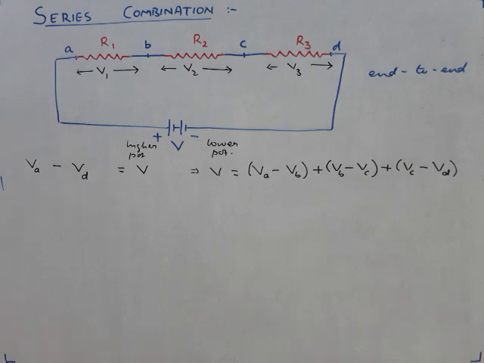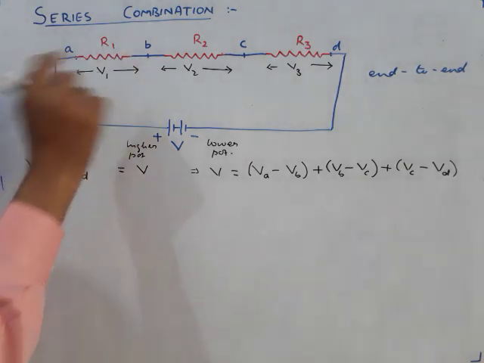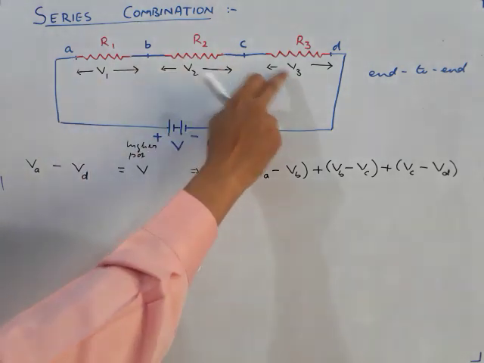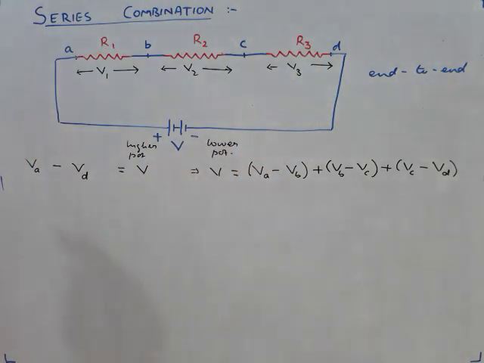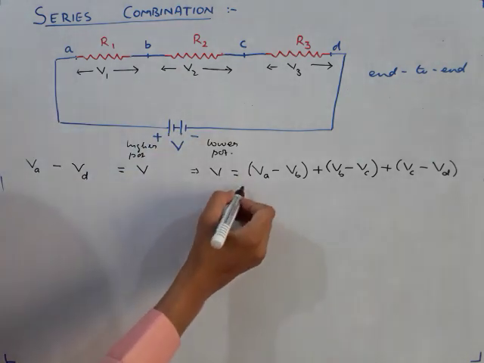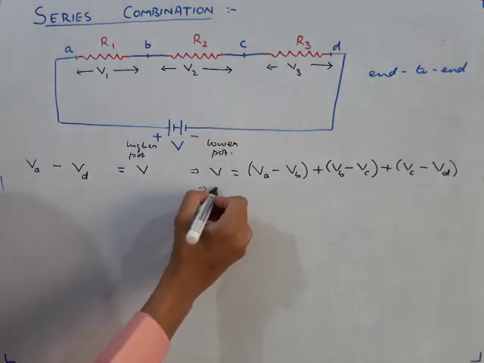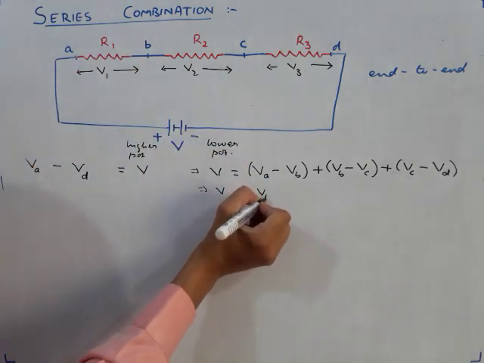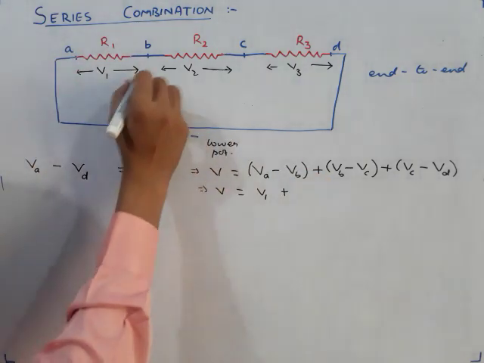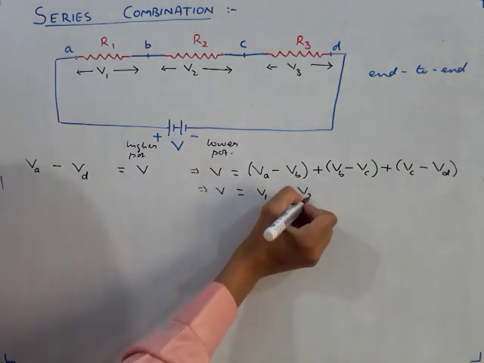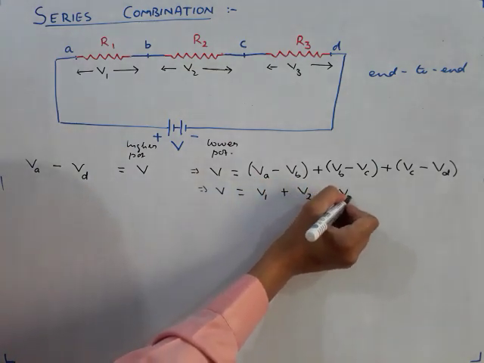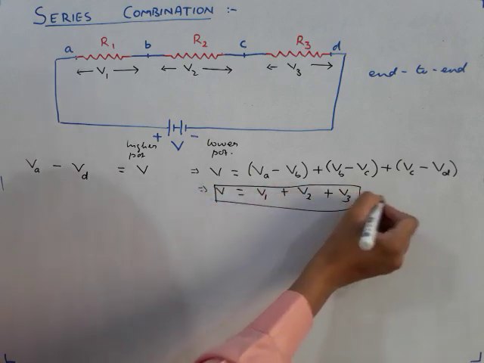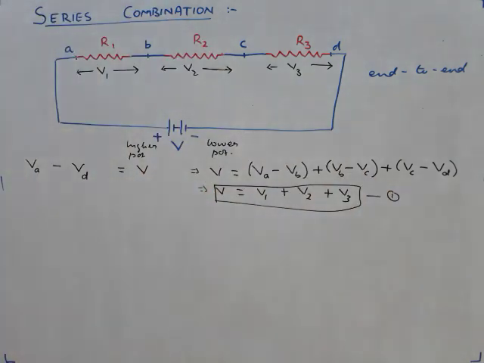What does that mean? V1 is VA minus VB, V2 is VB minus VC, and V3 is VC minus VD. Put these values in this equation. So our V becomes VA minus VB, which I will write as V1. Likewise, VB minus VC I will write as V2, and one more term, V3.